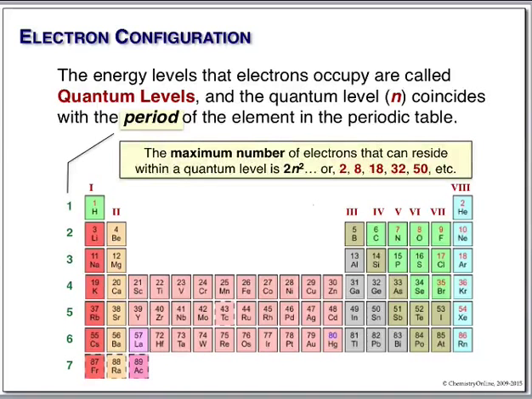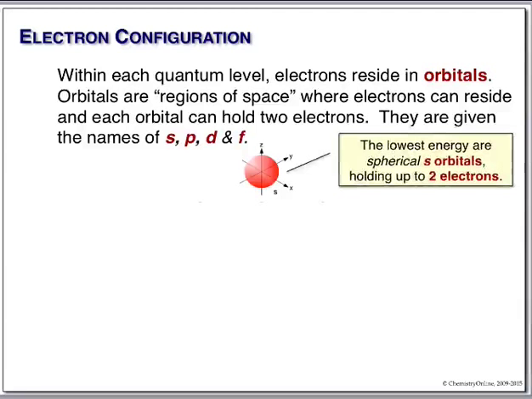Now, within each of these quantum levels, the electrons actually reside in orbitals. The lowest energy orbital is an s orbital. It's spherical. It will be associated with the first two groups of the periodic table. The orbitals and suborbitals are given initials S, P, D, and F. And again, each orbital that we'll see can hold a maximum of 2 electrons.